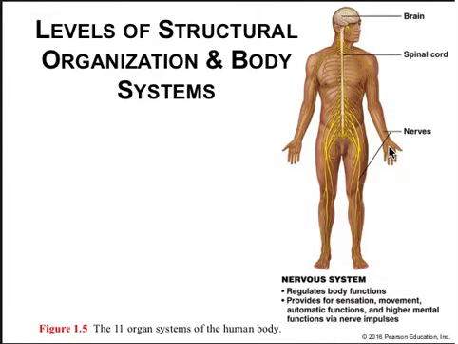The nervous system is the body's electrical communication network. It sends and receives electrical signals, provides for sensation, movement, autonomic function, which is essentially the body operating without us consciously controlling it, and higher mental functions through nerve impulses.